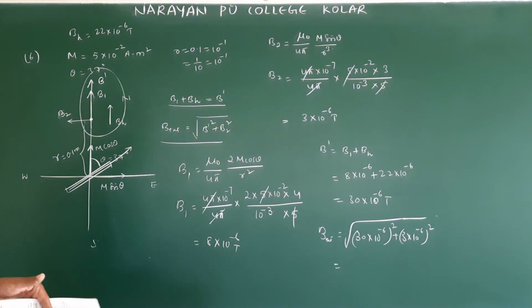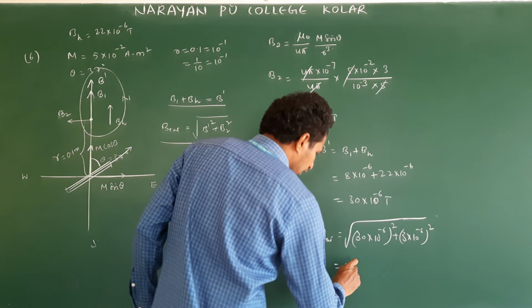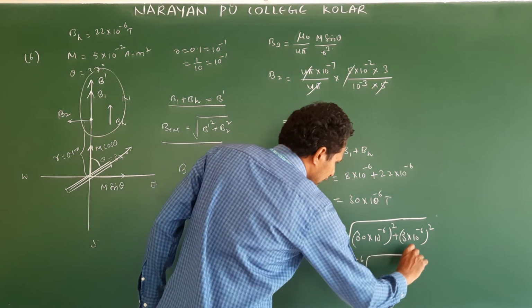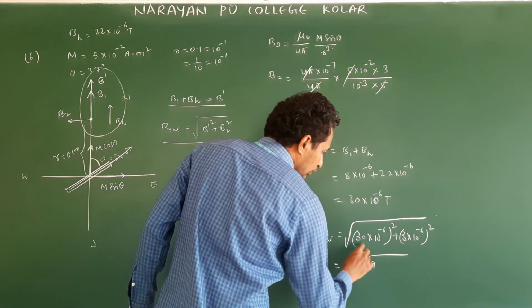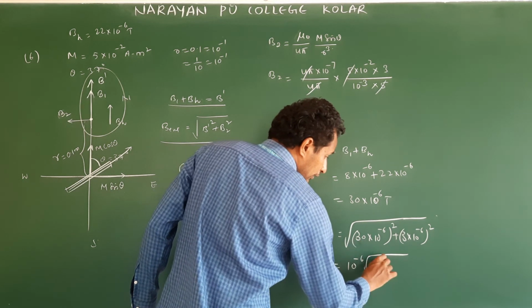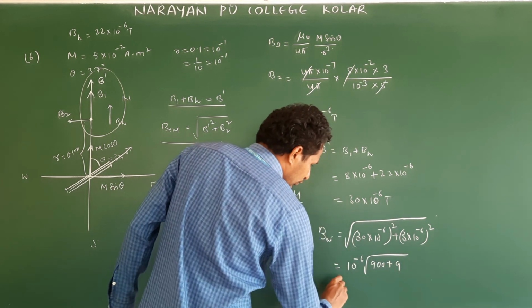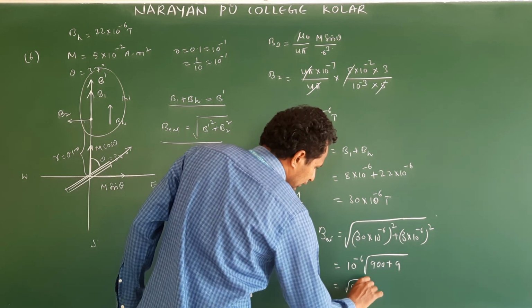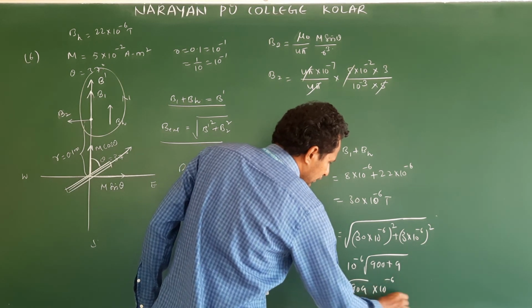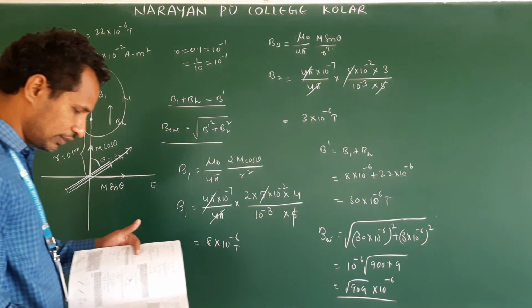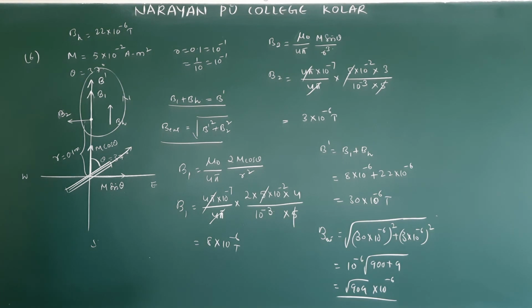So take it common and simplify. 10 power minus 6 comes out, and this is 30 square, which is 900. 3 square is 9. So this is root of 909, about 9 into 10 power minus 6 Tesla. And they also calculated direction, but that's not required. It depends on the question. Clear? Next.